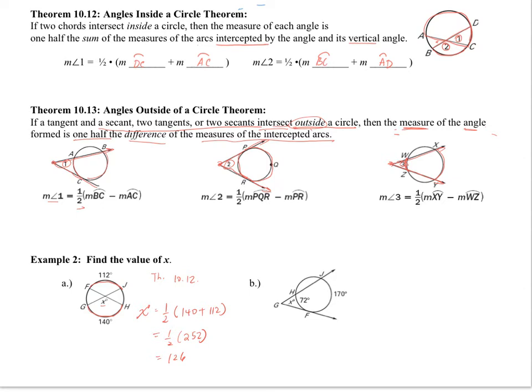In part B, we will have to use theorem 10.13, where we have a secant intersecting a tangent. So to find the measure of angle x, we'll do half times the outer intercepted arc, which is 170 degrees, minus the inside intercepted arc of 72 degrees. And this would be half times, so 170 minus 72 gives you 98, and then we'll have to divide by 2, which is 49.